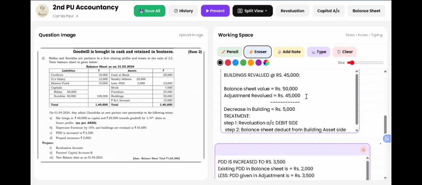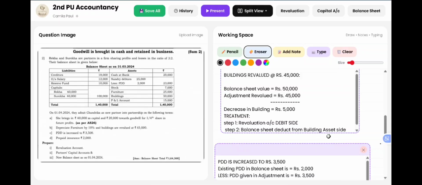So therefore it is a decrease in the buildings, and how much has it decreased? Rupees 5,000. So what is the treatment here? First, we have to record it on the debit side of the revaluation account, and secondly, in the balance sheet, we have to deduct it from the buildings on the asset side. 5,000 rupees should be deducted from the buildings on the asset side.